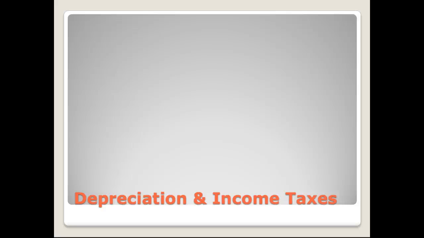Welcome back to Chapter 7. Just to review the three methods that we covered for accounting for depreciation: straight line method, double declining balance, or some other declining balance method, as well as units of production.